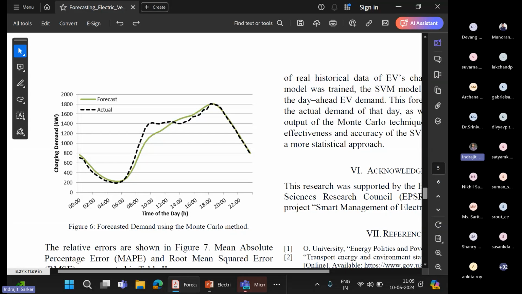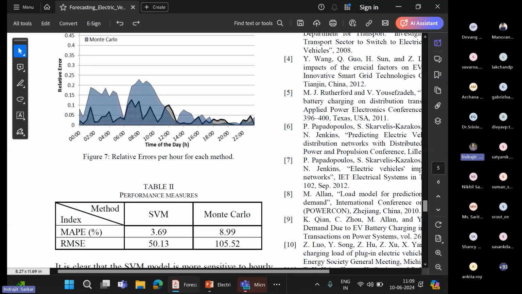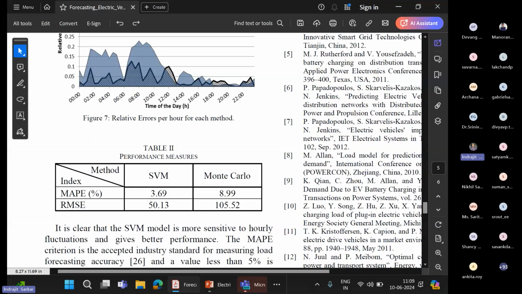There are other methods that you can employ, and you see here the performance measures they have taken. For mean absolute percentage error, SVM is giving 3.69, whereas Monte Carlo is giving 8.99, and for root mean square error, it is 50.13. Here it is 105. So definitely compared to Monte Carlo, they are showing that the load forecasting they are doing with SVM is comparatively more accurate than the Monte Carlo method. Okay, so this is how you can employ machine learning algorithm for load forecasting.